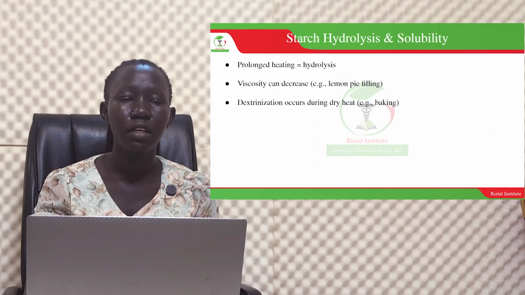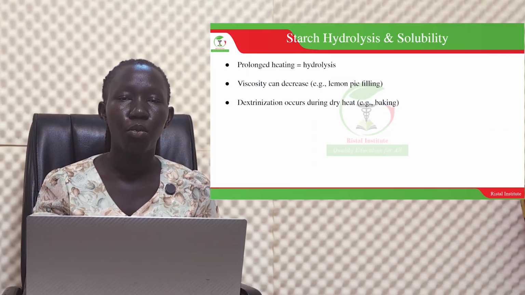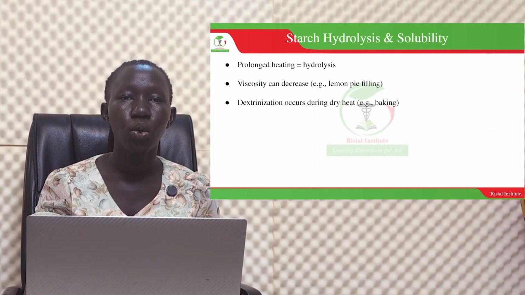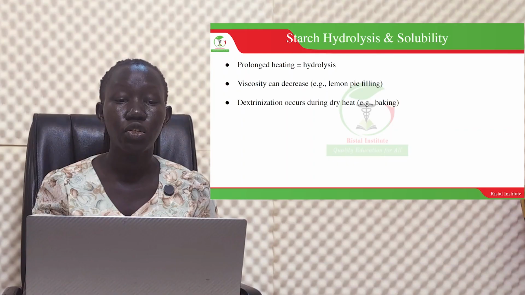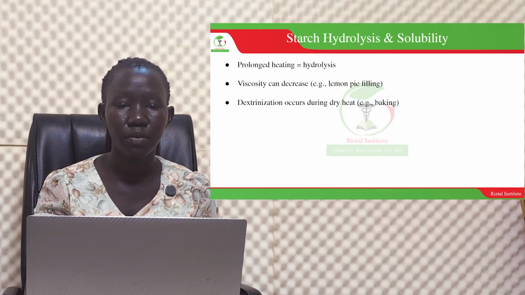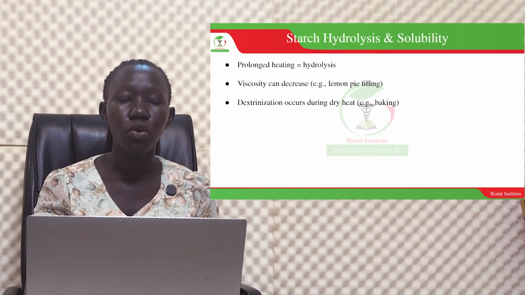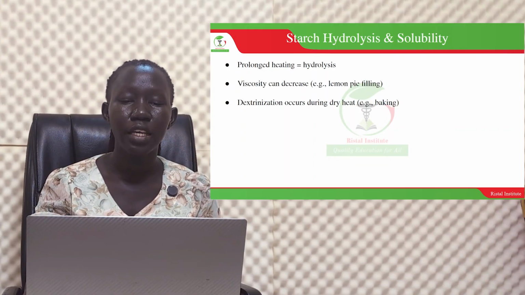Starch hydrolysis and solubility. Prolonged heating of starch leads to its hydrolysis, and during this process, viscosity decreases. Dextrinization also occurs during dry heating, for example, when you're baking.